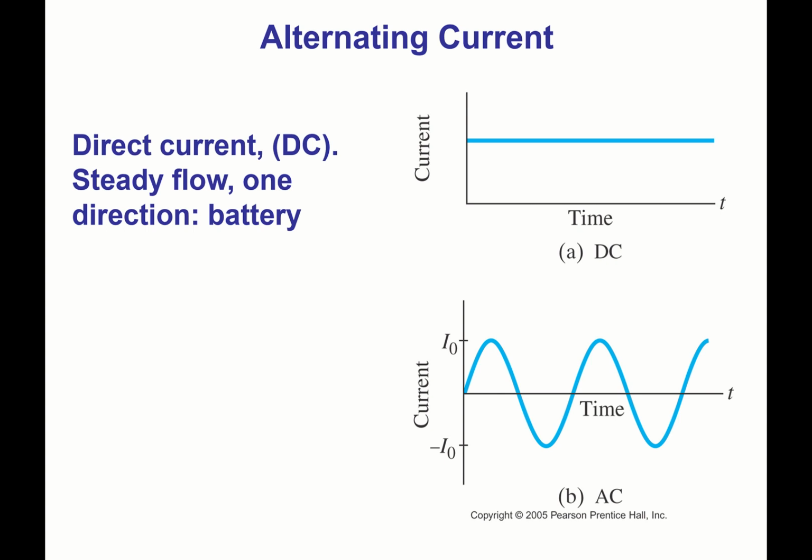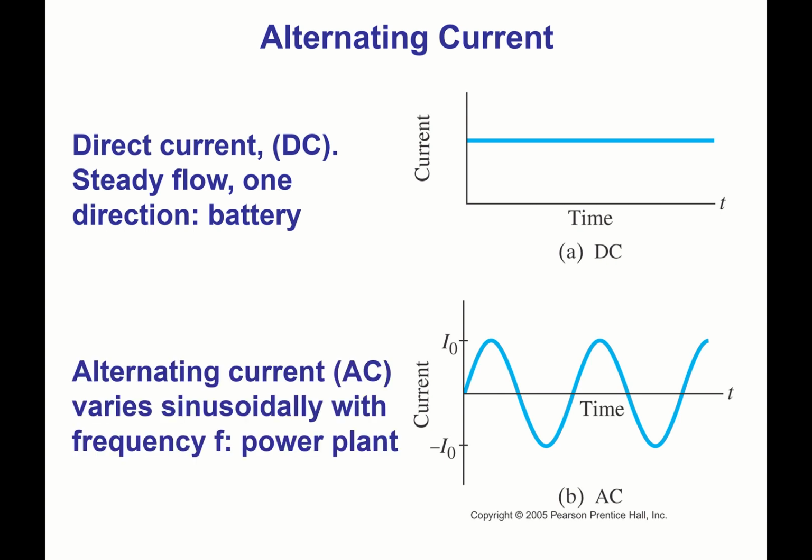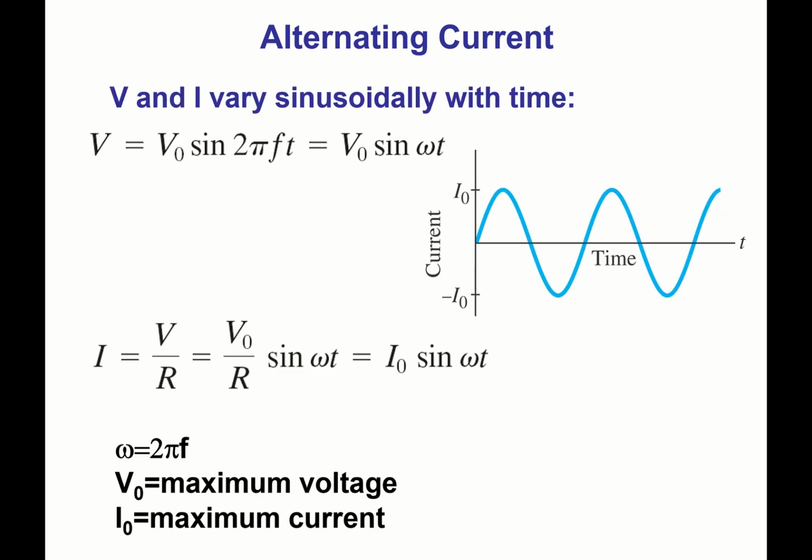So direct current, DC, is a battery where you've got steady flow in one direction. Alternating current varies like a sine wave, so sinusoidally, with a frequency f, and that's what comes from the wall, from a power plant or from your electric generator if you run one during a hurricane. So both the current and the voltage vary sinusoidally with time, and so we can have an equation where V is equal to V0, the maximum, times sine omega t, and I equals I0 times sine omega t.